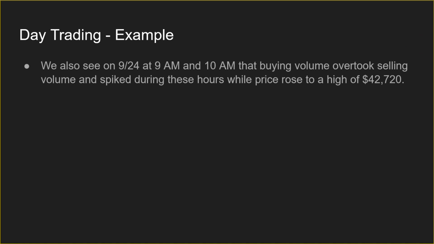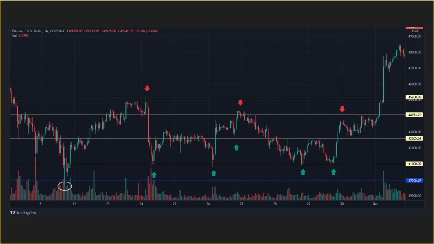We also saw that on 9/24 at 9 a.m. and 10 a.m. that buying volume overtook selling volume and spiked during these hours while price rose to a high of 42,720. Let's just go back to that for a second. This is on 9/24 right here. This is particularly noticeable here, right? We've reached this high and we failed to overcome it.